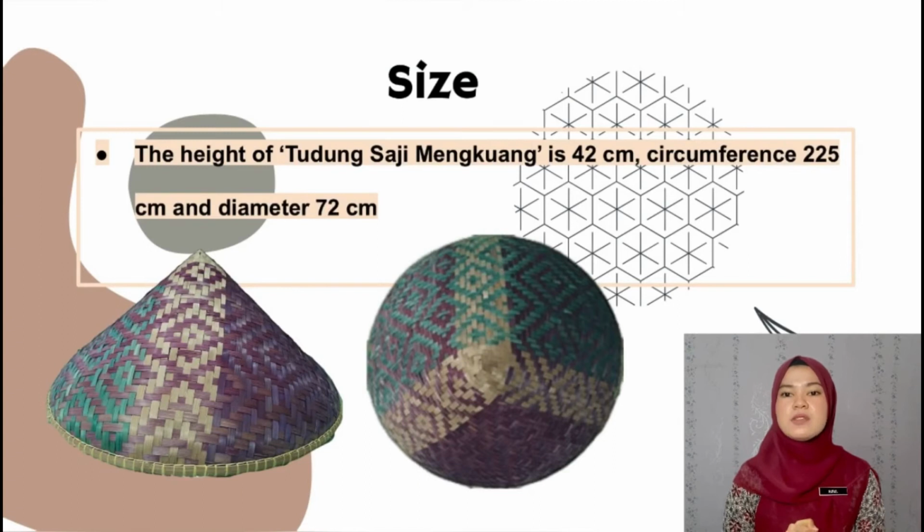Size. The height of Tudung Saji Mengkuang is 42 cm, the circumference 225 cm, and the diameter 72 cm.